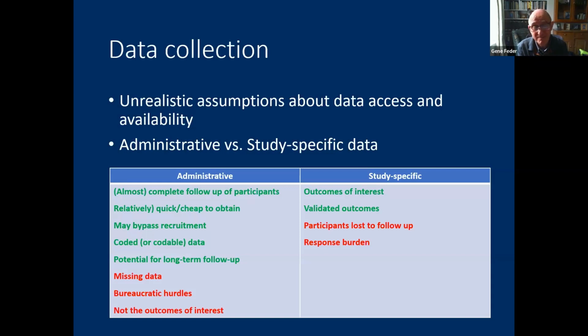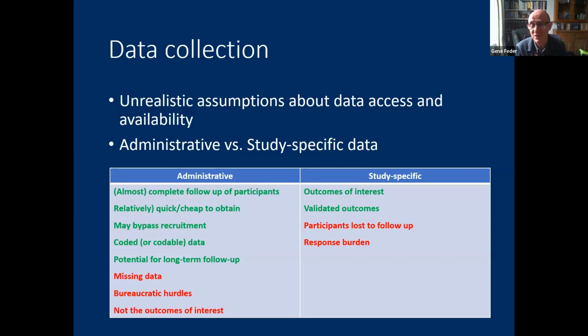The data are already coded or easily codable. And in an era of natural language processing, you can actually also code free text. And particularly within NHS data, you can follow them up forever, because they're always there as a patient within the system. The downside is missing data, because the people collecting the data, i.e. frontline clinicians, are only going to do it for their purposes, not necessarily for research purposes. I've already whinged about bureaucratic hurdles. And then probably the most crucial thing is not necessarily the outcomes of interest. For instance, we don't measure quality of life in general practice, an important outcome.